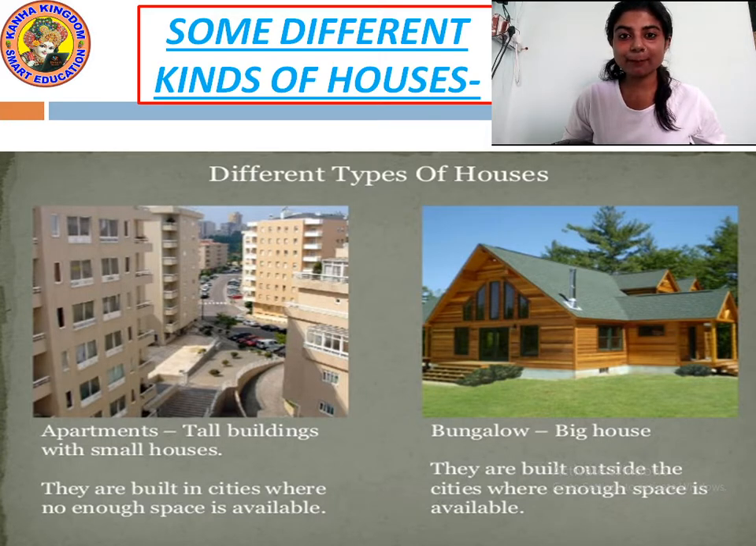What are these known as? Apartments. These apartments are built in cities where not enough space is available. These big buildings are built in big cities where there is very little space to build many houses together, so people build apartments. An apartment is a tall building with small houses in it. Small flats.